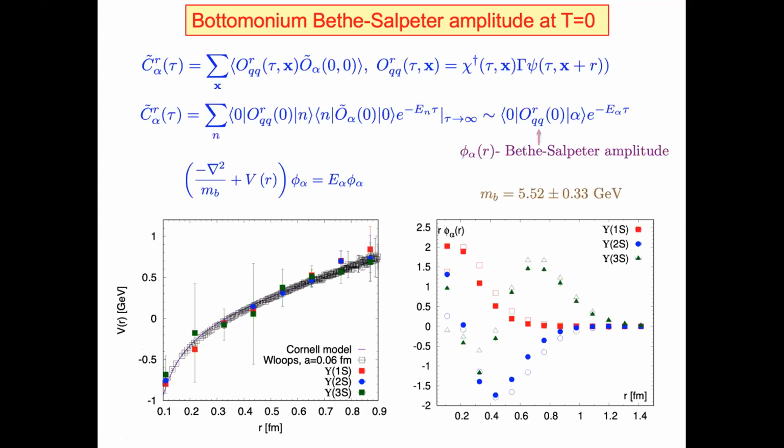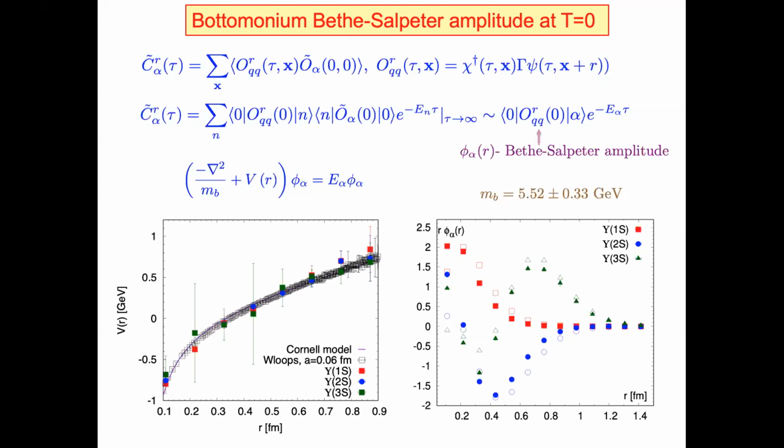Okay, so now the last two slides, let me discuss the bottomonium Bethe-Salpeter amplitude. As I said, we consider this mixed correlation function where we correlate the optimized operator with a point-split meson operator at distance r. So here we have, in addition to the time dependence, this index r, which essentially studies the correlation function as a function of the separation between quark and antiquark.